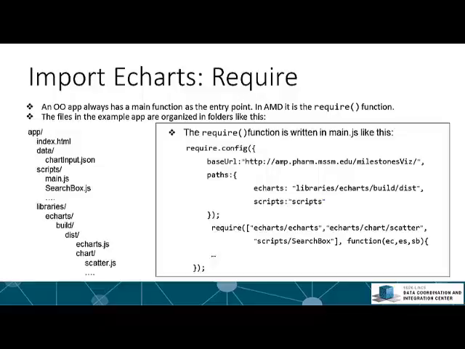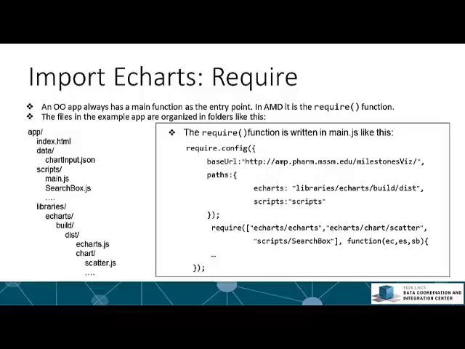In the scripts folder are the scripts which we write for our app. Under the libraries folder are the libraries our app depends on, including Echarts. All the code about the graph I showed you is written in the main.js file. The searchbox.js is another AMD module that implements the search function, which will not be covered in this lecture. You can look into the source code to see how it works.